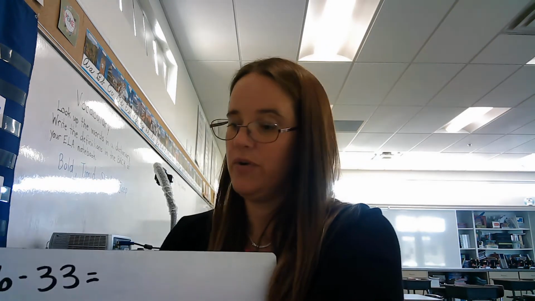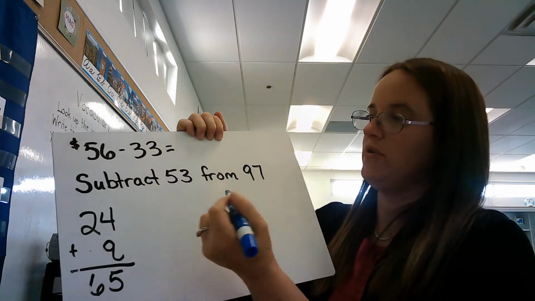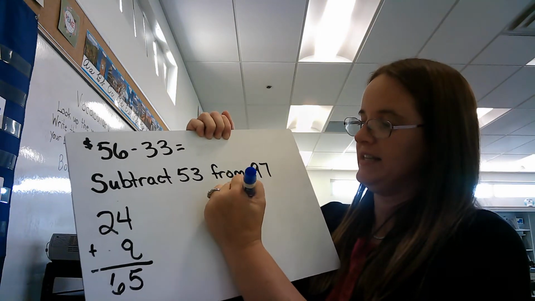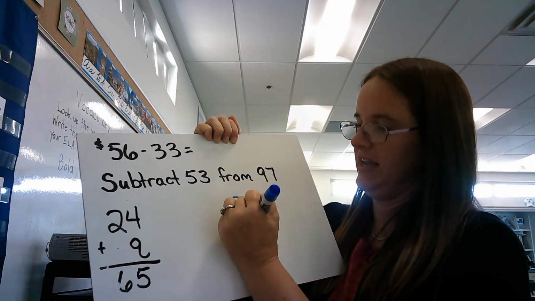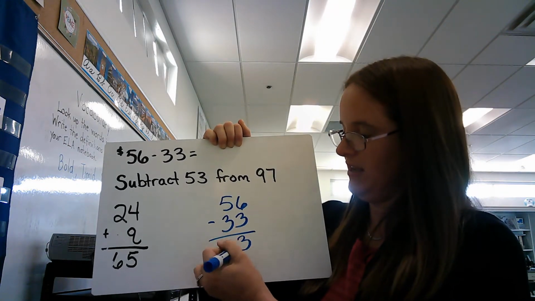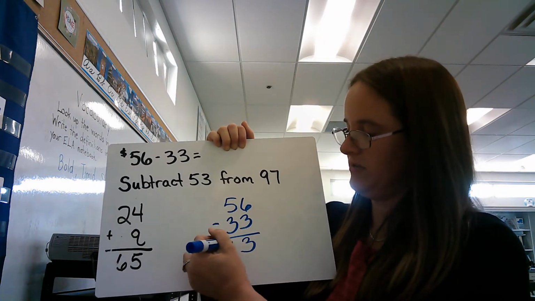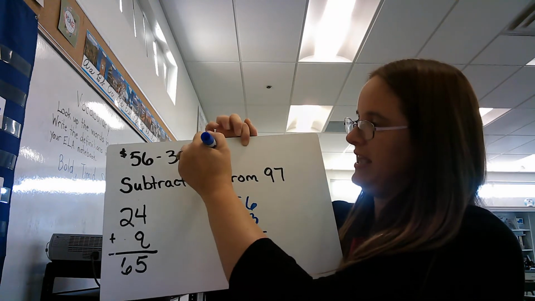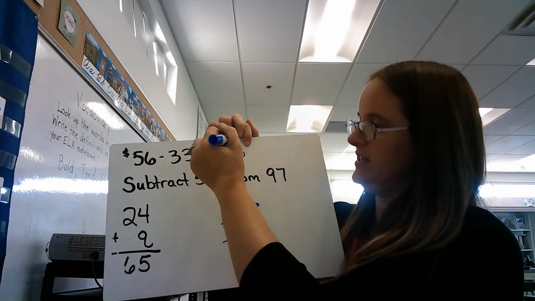Okay? And you know that I do not like doing horizontal addition or subtraction. I like to line up my place value. So I'm going to rewrite 56 minus 33 like this. And then 6 minus 3 gives me 3. 5 minus 3 gives me 2. So my answer here is $23.